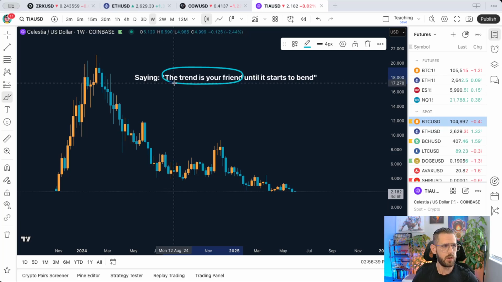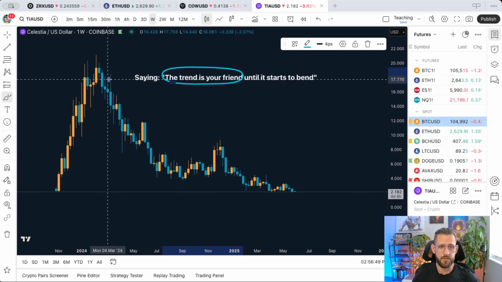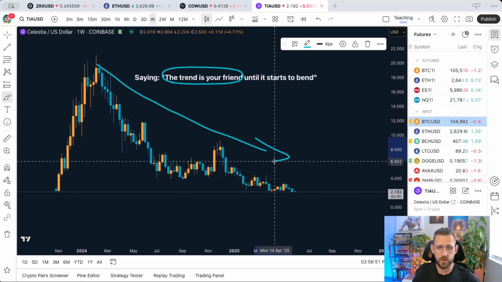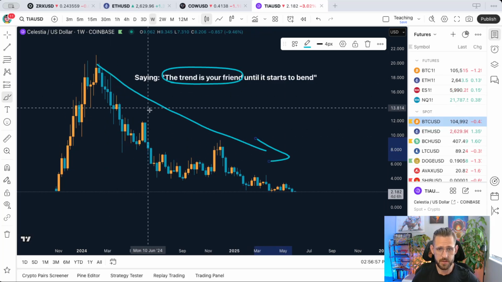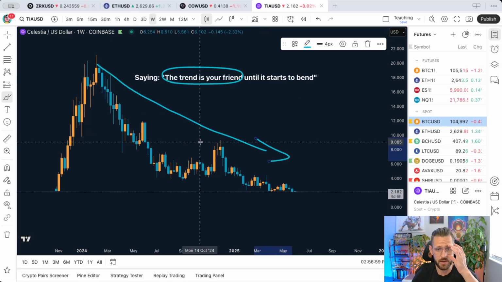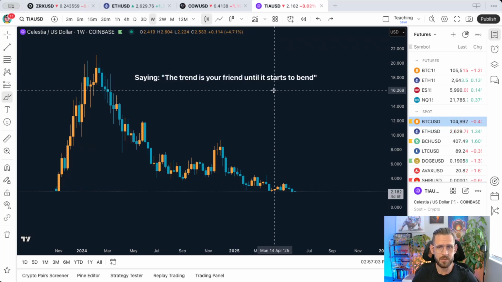When you are looking to potentially invest in a crypto project, you will typically want to see that trend in your favor of whatever position you're getting into. If you want to go long and the trend is downwards, that's typically where the trend is not your friend. But in the opposite, say you wanted to go short and the trend is downward, that's where the trend is going to be your friend. Now let's talk about the second part, until it starts to bend.